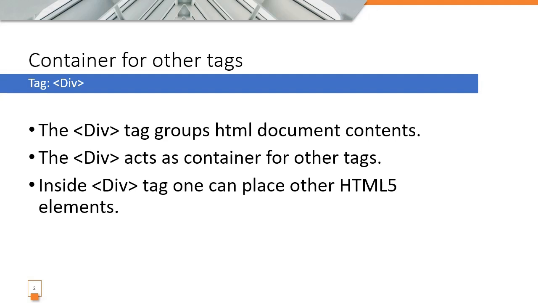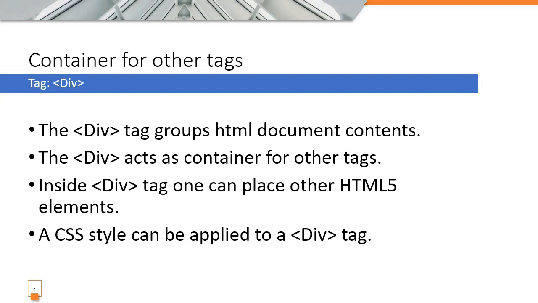Inside the div tag one can place other HTML elements, and we can apply a CSS style sheet or a style attribute to the div tag. So this div tag shows the user the different parts of the HTML document. By applying a different style for each div tag, you can show your HTML document divisions. So that's why the div tag means divisions. So you can separate the HTML content into multiple divisions, and by setting a different style attribute you can show those separations to your user.